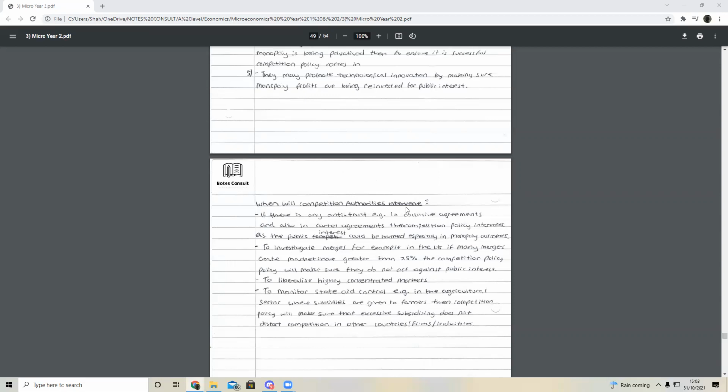So when will competition authorities intervene if there is any antitrust, for example, in collusive agreements? Don't worry about cartels. To investigate mergers, for example, in the UK, if mergers create market share greater than 25%, the competition policy will make sure they do not act against public interest. To liberalize highly constrained markets, we know that. To monitor state aid control, for example, in the agricultural sector where subsidies are given to farmers, competition policy will make sure that excessive subsidizing does not distort competition in other countries, firms, and industries.